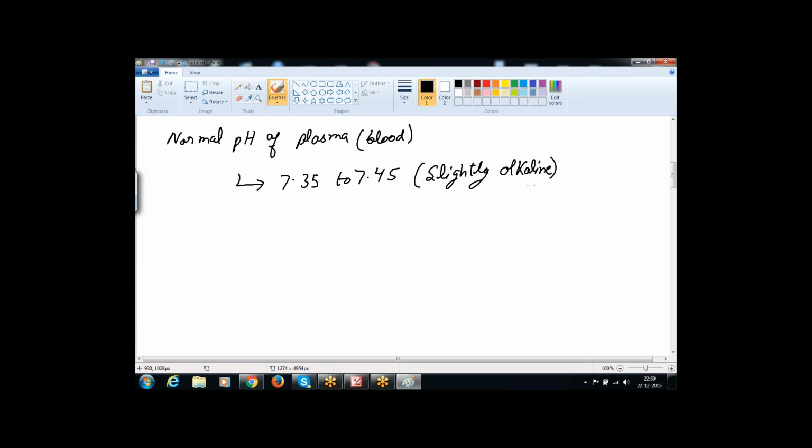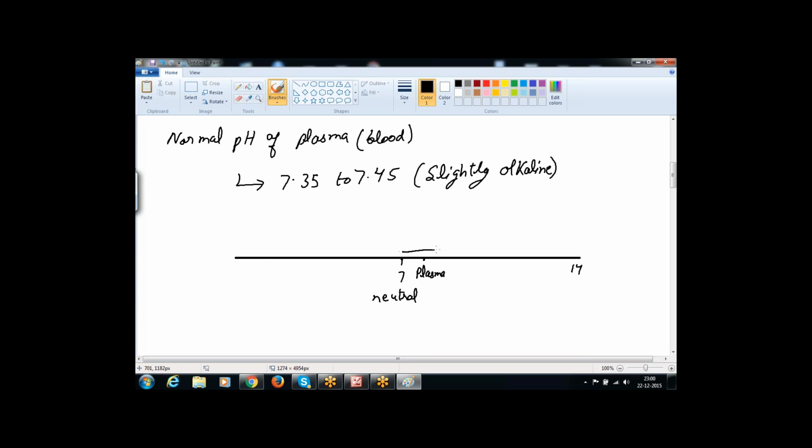So if they ask you, pH of plasma is slightly acidic, neutral, or slightly alkaline, you will say slightly alkaline. If they ask you the exact value, it is 7.35 to 7.45. I hope you remember your chemistry. From the chemistry point of view, 7 is considered neutral. So if something is 7.35 to 7.45, the plasma pH is more than 7, that is towards alkaline.